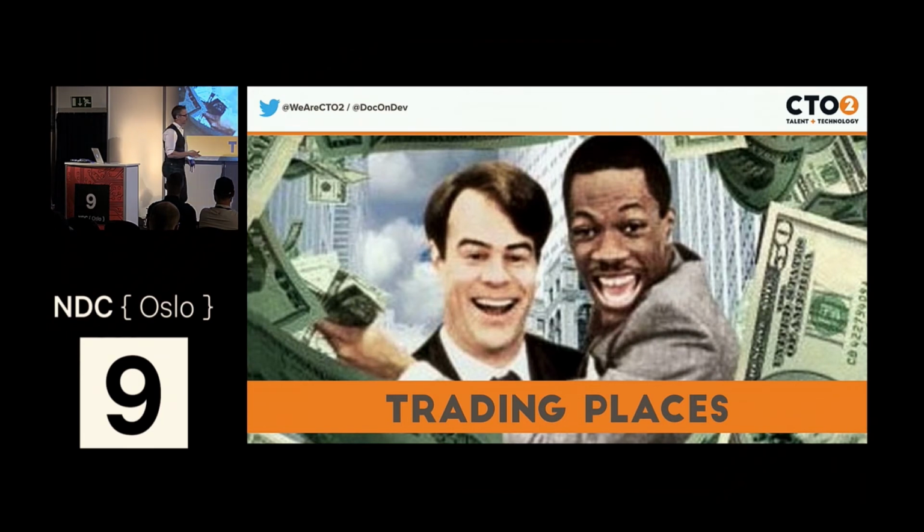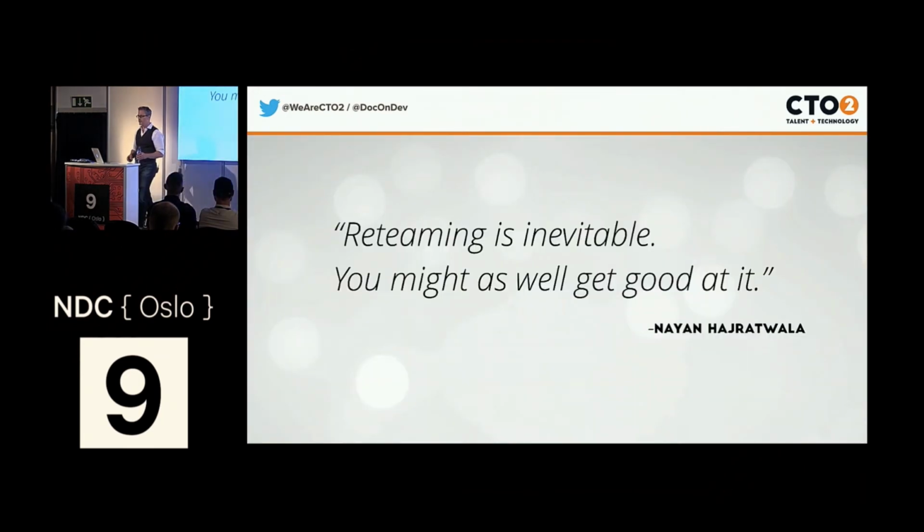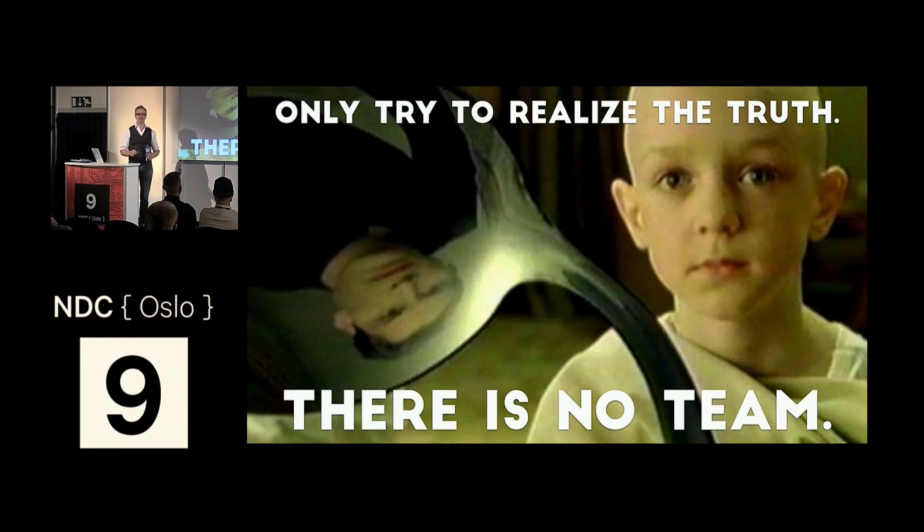I want to have a little bit of time for Q&A, so we're almost done here. A friend of mine, we were talking about this, and I think this quote is actually in Heidi Helfand's book as well, but Nayan Hajratwala, in talking about this, he said, look, man, reteaming is inevitable. You might as well get good at it, right? The reality of it is, for us, it's happening all the time in all of our organizations, either because it's forced or because people are opting out, so new members are coming in. It's going to happen anyway. Let's just get good at it. And the thing for me maybe is, maybe if we really think about it and we realize the truth, there is no team. This idea, maybe in and of itself, is completely flawed.